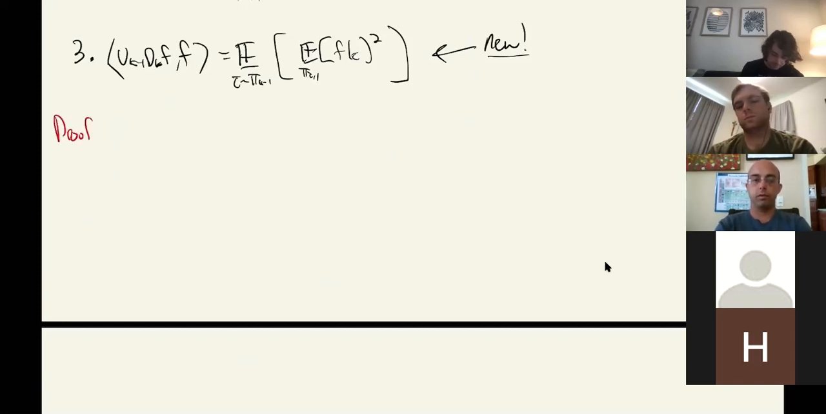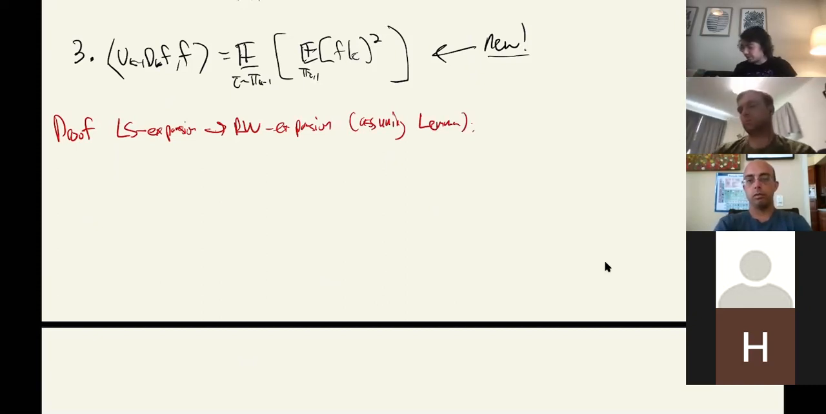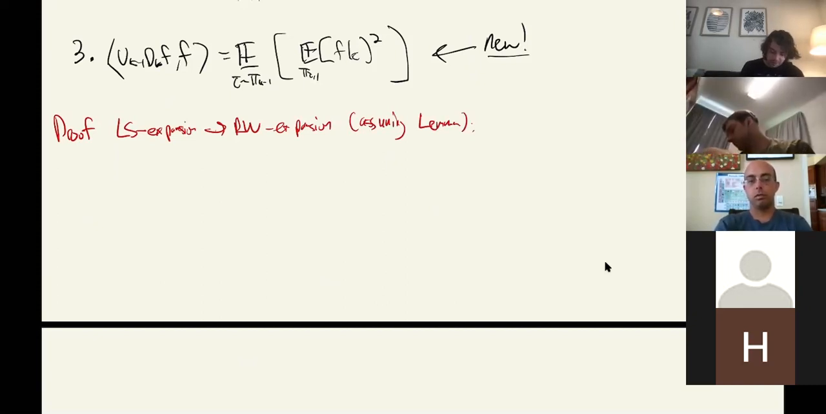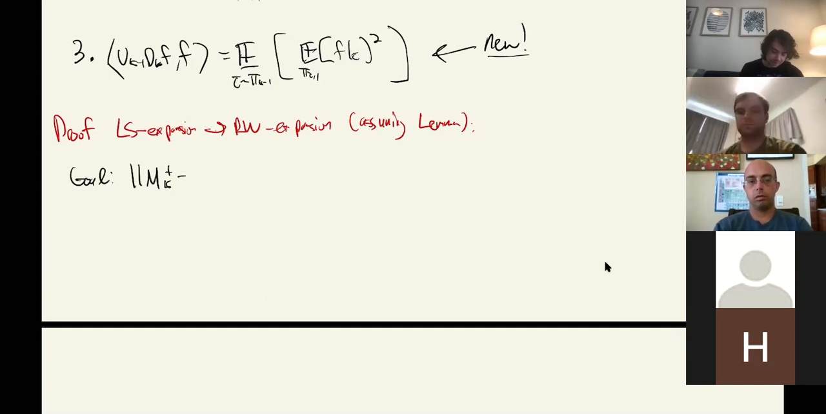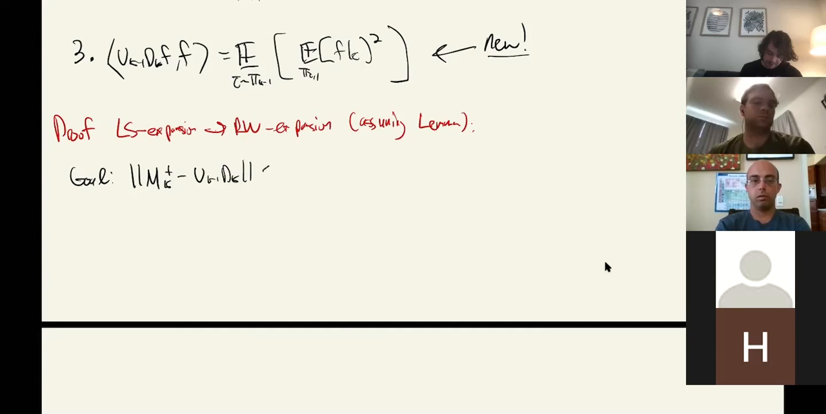Proof that local spectral expansion implies random walk expansion, assuming the lemma. So the proof is surprisingly easy. Let's recall what the goal is. We want to prove that the spectral norm of M_k^+ minus the lower walk, minus U_{k-1} D_k, is less than or equal to gamma.